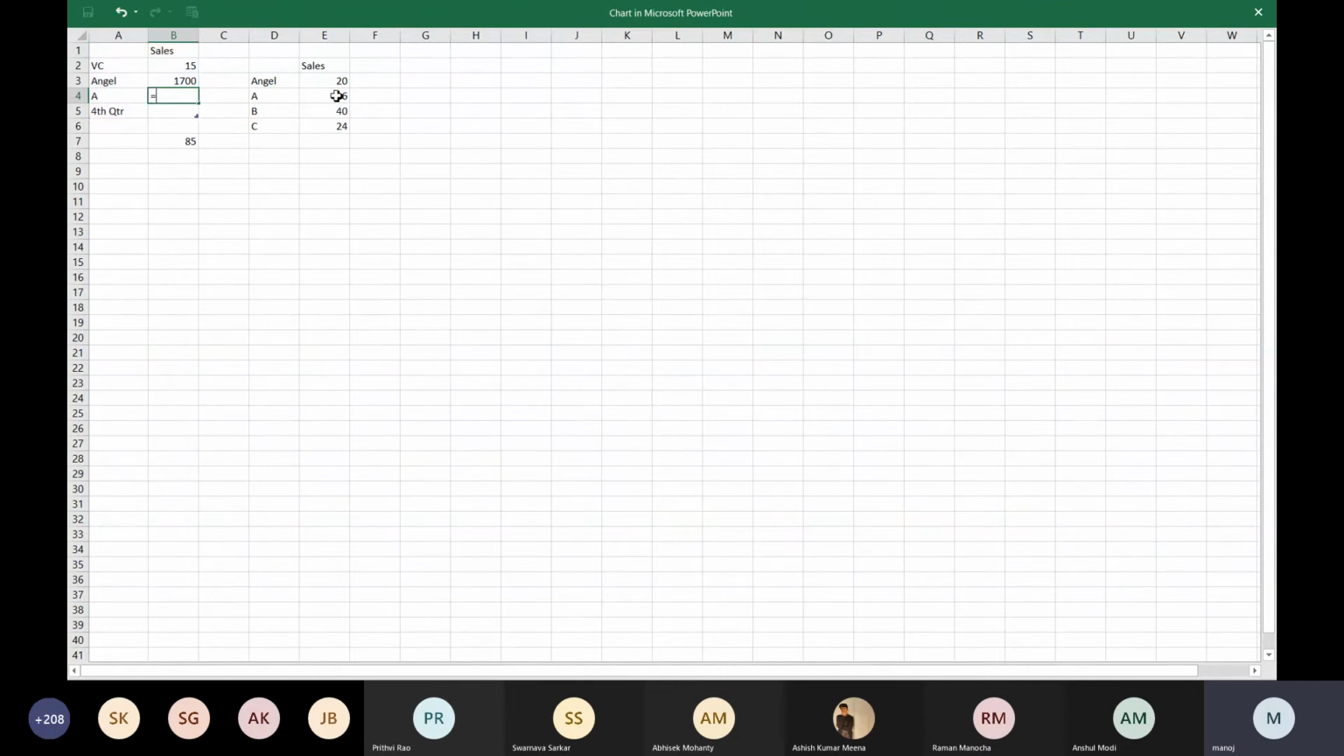Similarly, A is supposed to get 16% multiplied by 85%. I have to convert that into a decimal. Okay, then it will be fine. Now B is supposed to get 40% of 85%. Then C is supposed to get 24% of 85%. So he gets 20%. Now if you sum them up, you will find they are 100%. Should I use the summation? Oops.